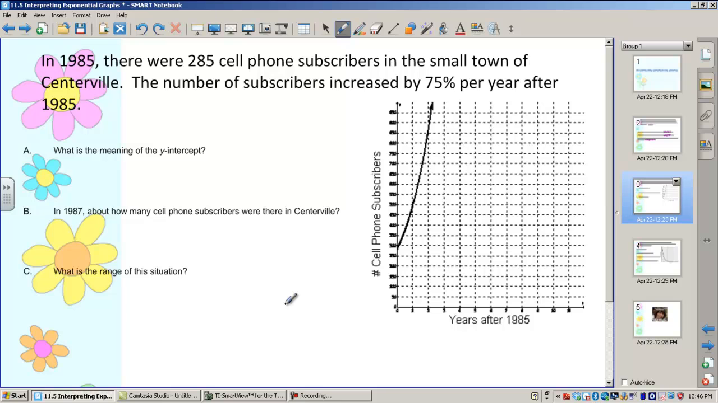Question A asks, what's the meaning of the y-intercept? Well, the first thing you need to do is decide what exactly is the y-intercept. If you look at the graph, it's not an exact number. You see that it is somewhere between 250 and 300, but hopefully you remember that the y-intercept represents the initial amount. And so in 1985, there were 285 cell phone subscribers. So the meaning of the y-intercept is the initial number of cell phone subscribers.